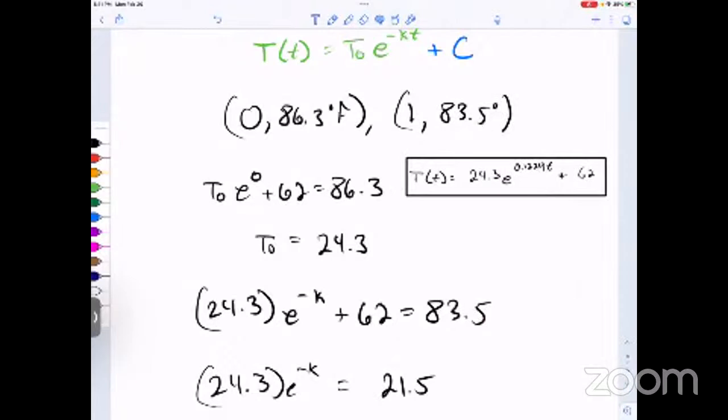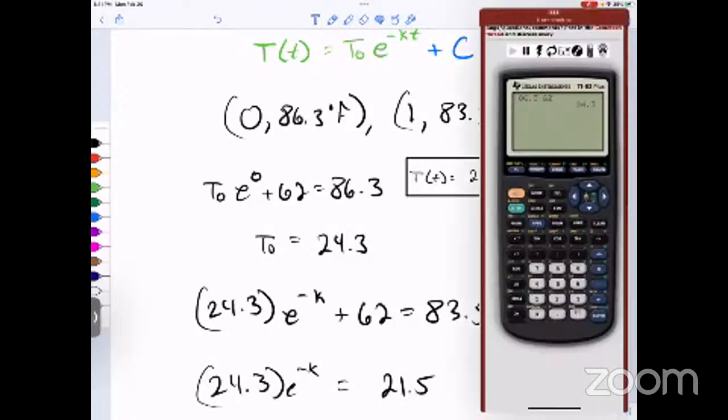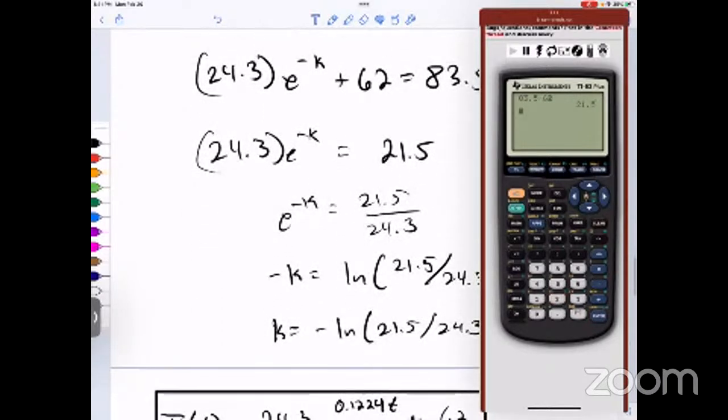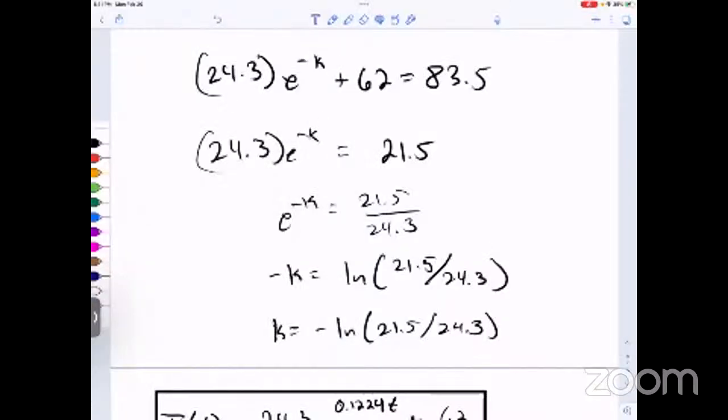So T naught, which is 24.3, e to the negative kt. T in that case is 1 because it's been 1 hour later. Okay, so we got our negative k plus the room temperature, and the output should be 83.5. So then if we say 83.5 minus 62, we get this. We got our 21.5. Divide by that. It should be the log of that. So then a negative of that.